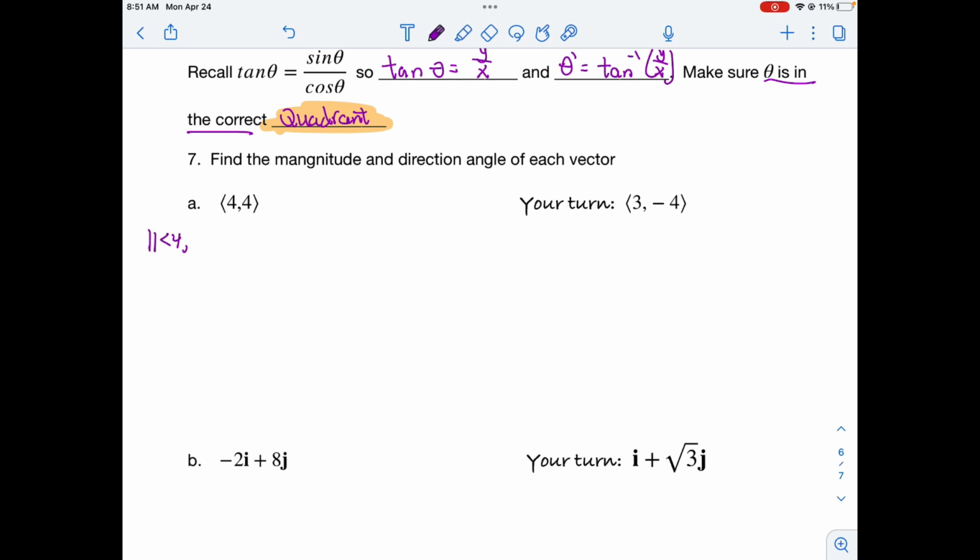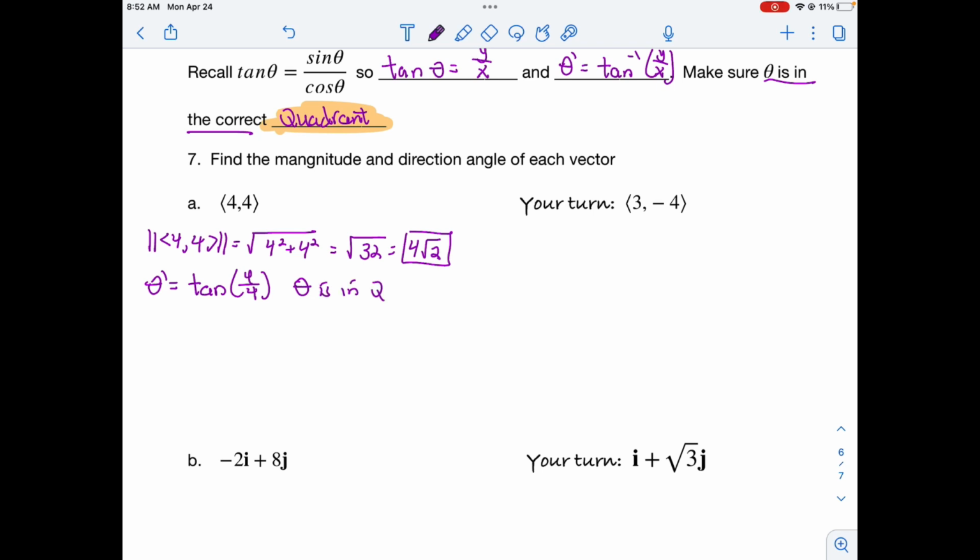Let's find the magnitude and direction of this vector. For the magnitude of a component vector, remember we take our x component squared plus our y component squared and take the square root of that answer. So that would give us 4 square root of 2. Now, direction. This is the new thing. To find the direction, we're going to take the angle whose tangent, theta, our reference angle, is the angle whose tangent is equal to 4 over 4. Then identify which quadrant theta is in.